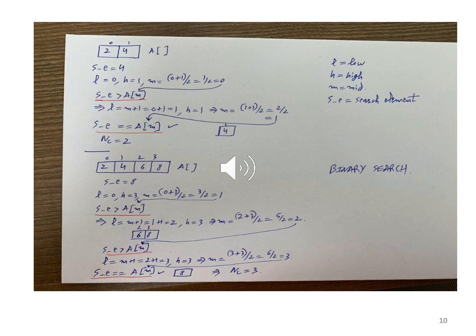What is low? Low here is index 0, high here is 1, and mid is (0 plus 1) by 2. Note the brackets, because we first want to add and then divide, since by default division has greater precedence than plus. But here we want to do the addition first and then the division. So mid is (0 plus 1) by 2, so 1 by 2. This is integer division, which is 0.